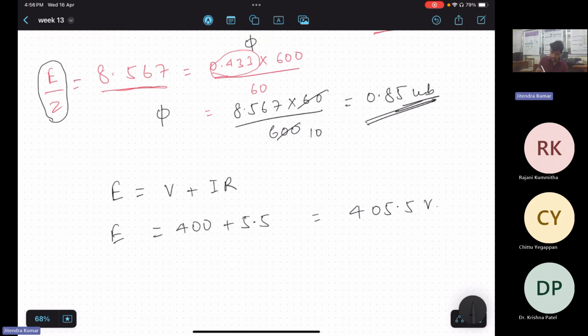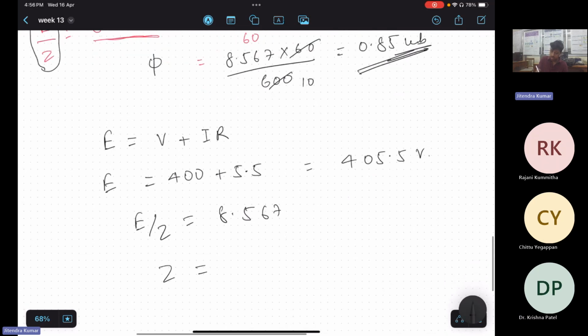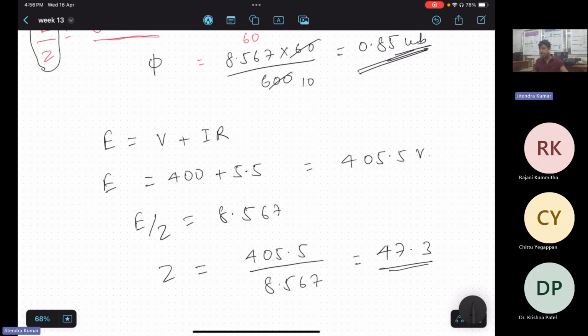This is induced EMF. Induced EMF per conductor is P by Z, which is 8.567. So number of conductors will be 405.5 divided by 8.567. It should come out to be 46. I hope this answer is correct. It is 47.3 that is coming out. It is in the range.